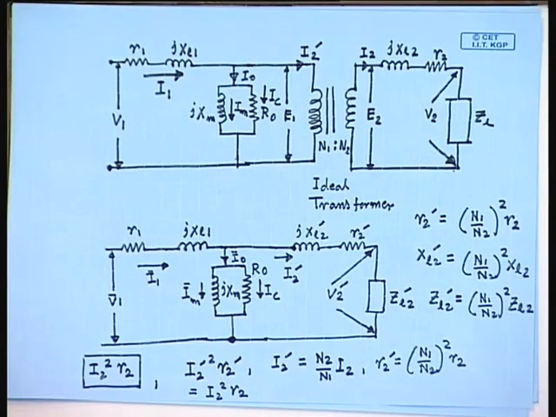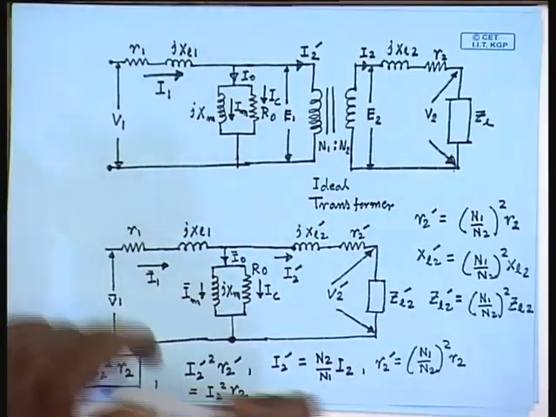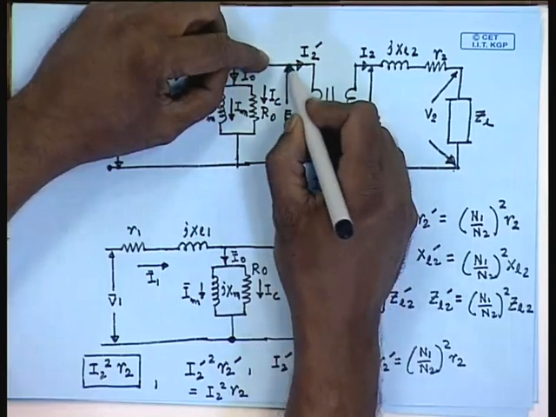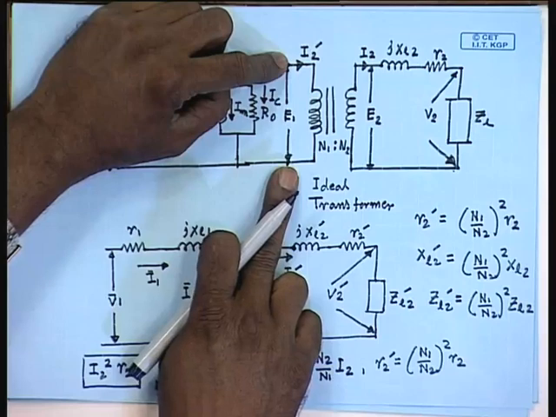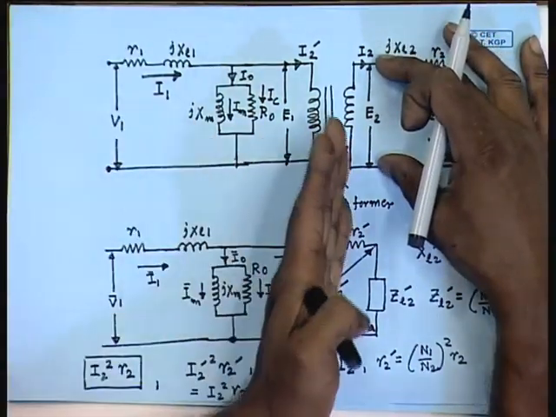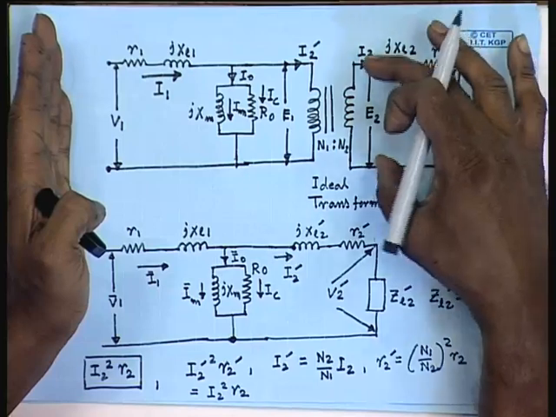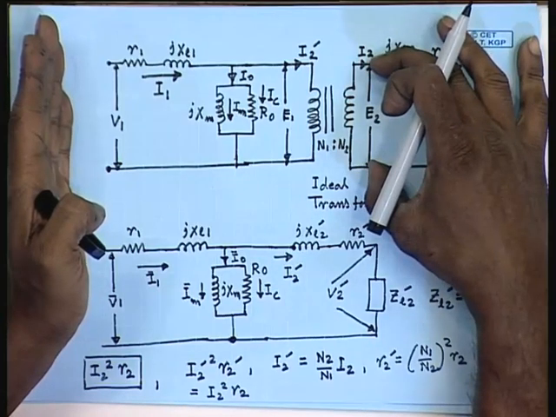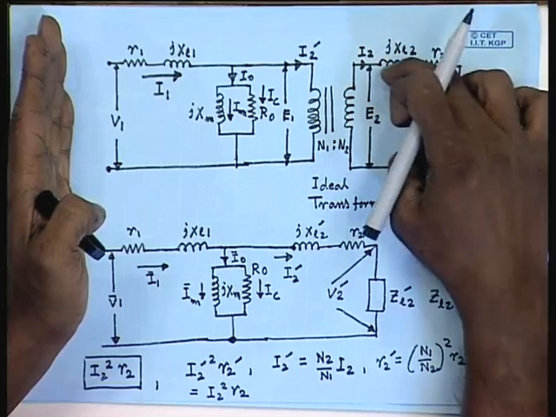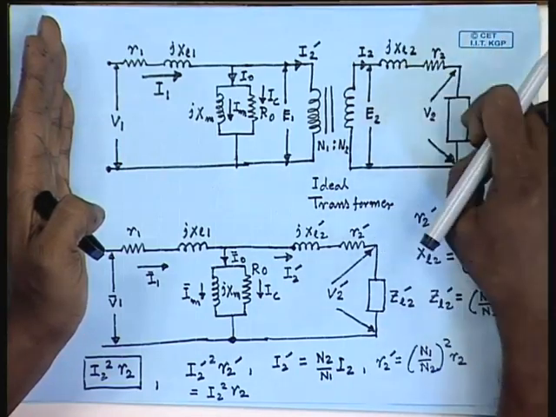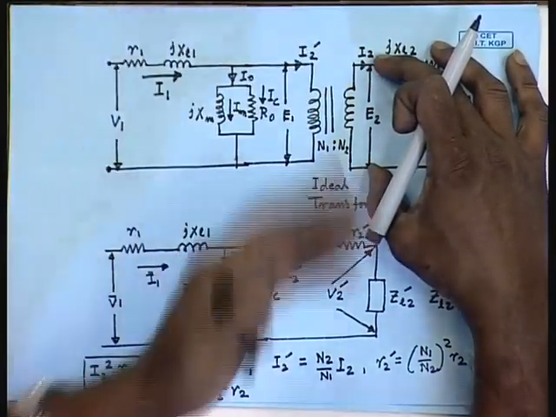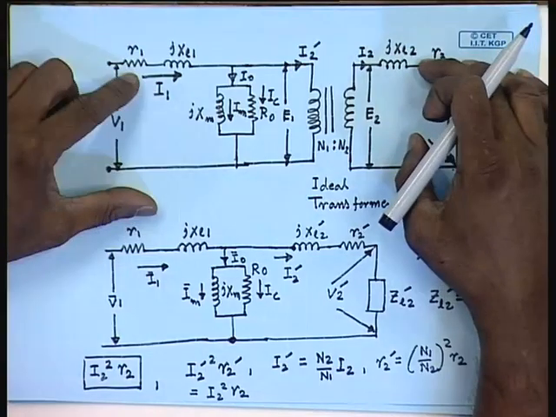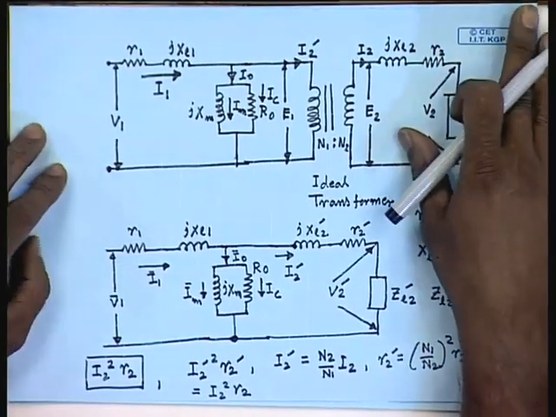Similar thing can be done for the source side, that is, instead of referring the rest of the circuit across this terminal, it is possible to refer the left of the circuit across this terminal, in which case the secondary side impedances, voltages and currents will remain same, while the impedances of the primary side will change. Let us see what will be the relations.